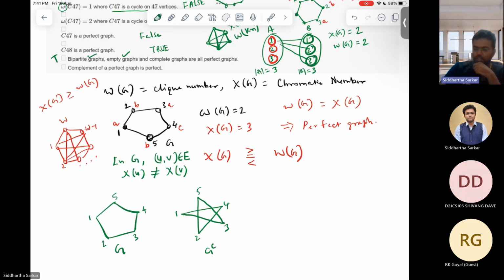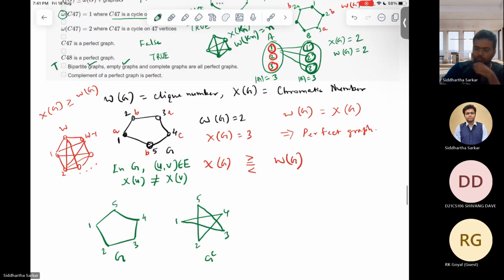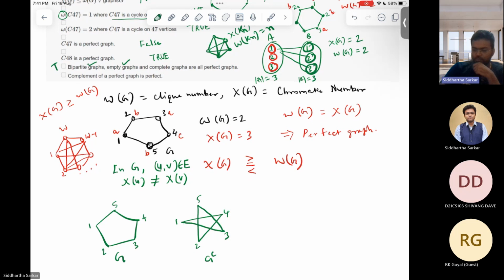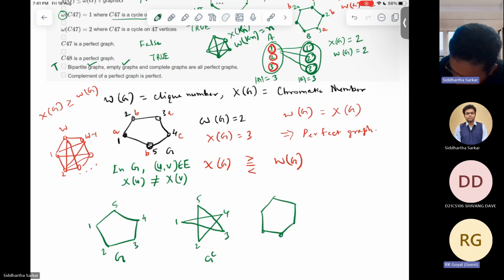For example, we know that C4 is a perfect graph. So all even cycles are perfect graphs. Let me draw an even cycle. An even cycle is two colorable, and the maximum clique size is also two. So an even cycle is a perfect graph. But if you draw all the diagonals of this hexagon, then you will be drawing 9 edges.